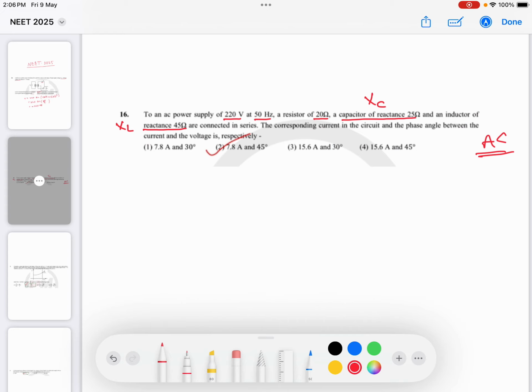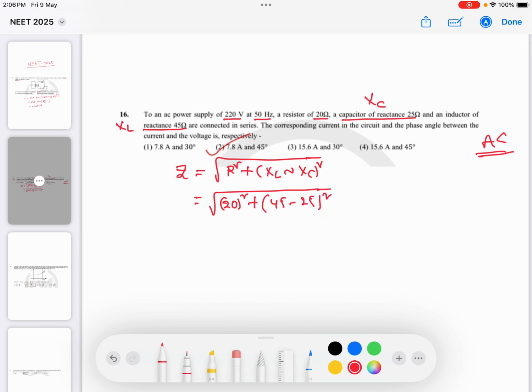According to AC circuits, you can first calculate the impedance value. Impedance Z is equal to root over R square plus XL minus XC whole square. So R is given as 20, XL minus XC is 45 minus 25, so 20 whole square plus 20 whole square. So your impedance value is 20 root 2 ohms.